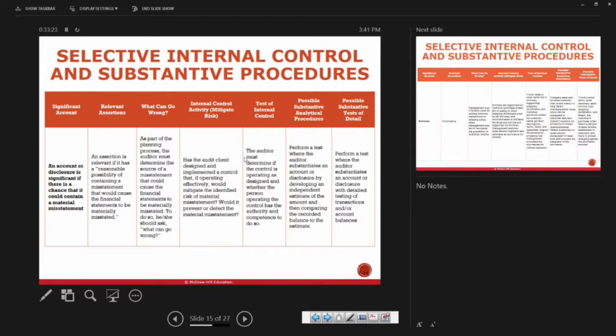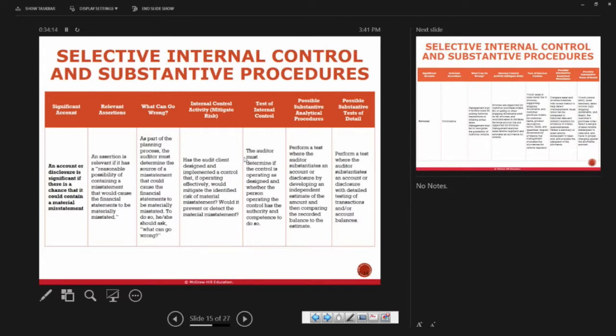For example, if we're talking about revenue and occurrence, there could be revenue recorded for items that did not ship. The control you would expect to see is one designed to ensure that revenue is only recorded when goods are shipped. So evaluate the controls the company has in place to mitigate that risk. Then the auditor tests that control to determine whether it is operating as designed, and whether the person responsible for the control has the authority and competence to implement it.